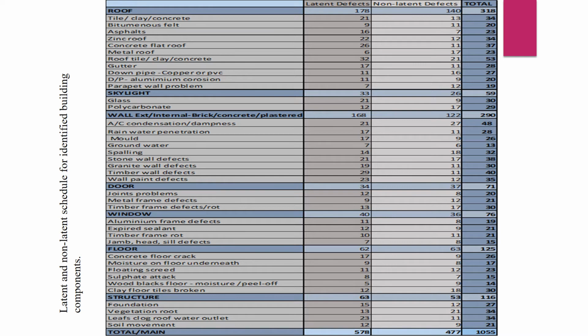So the total we get from the data, from the projects involving this kind of defects, where the latent is about 578 cases, which are unseen defects arising after handover or after the warranty period. The non-latent defects are about 477. These happened during construction, during handover, or after the handover. It all ranges, and the total is about 1055.